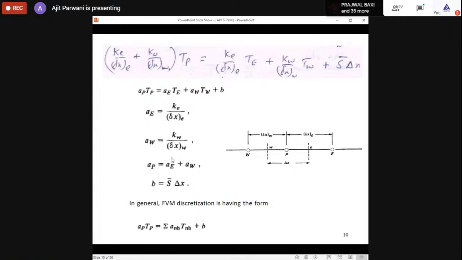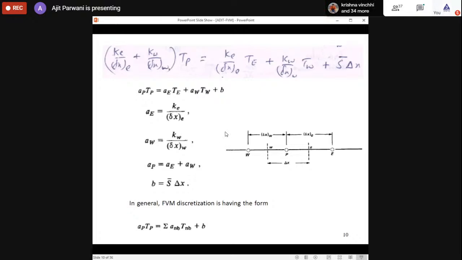If you compare these two equations, the coefficient for the point E, AE, comes equal to KE by delta XE. Coefficient of W, AW, comes equal to KW by delta XW. The coefficient AP is KE by delta XE, which is AE, plus KW by delta XW, which is AW. So AP is equal to AE plus AW. B is equal to the source term S bar delta X. This is the standard form of the discretized equation obtained by applying the finite volume method, so we will discretize in this format.